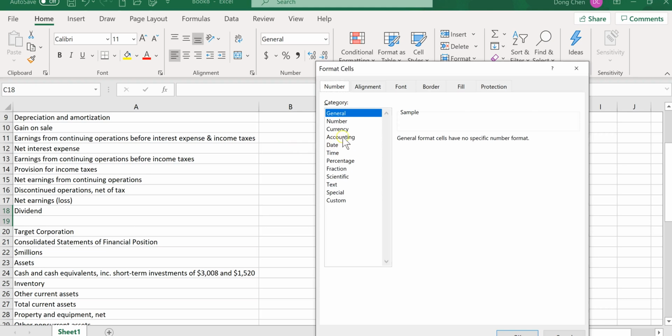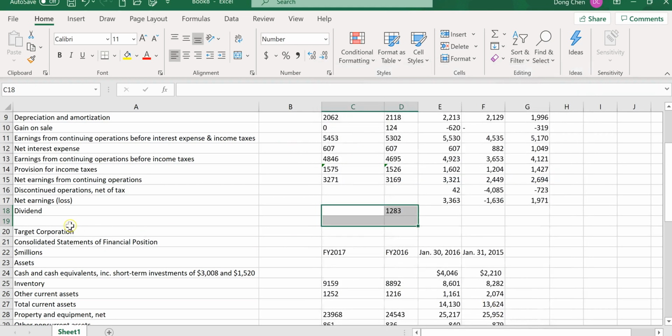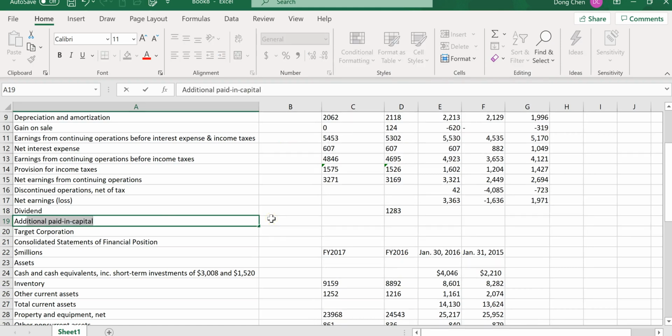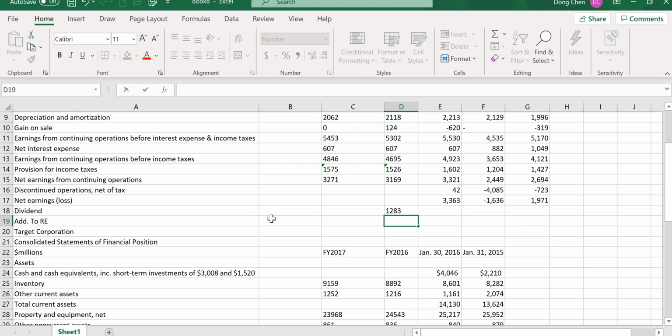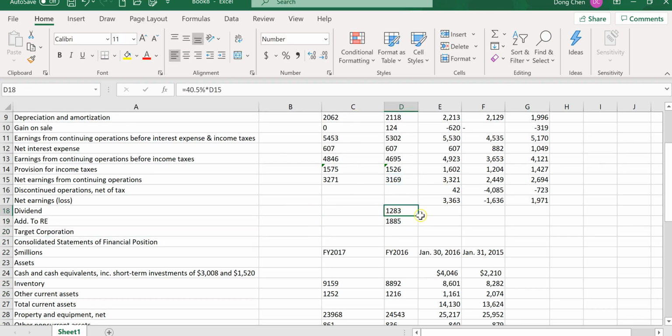Again, let's format the cells, keep no decimal place. And so the addition to retained earnings is simply the difference between the net income and dividend. So we pull the cell to the other year for the addition to retained earnings too. So why do I do this?